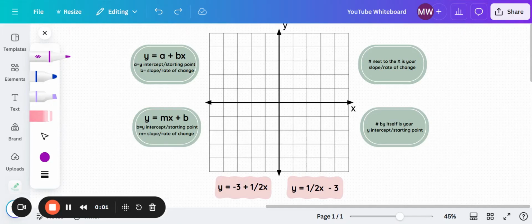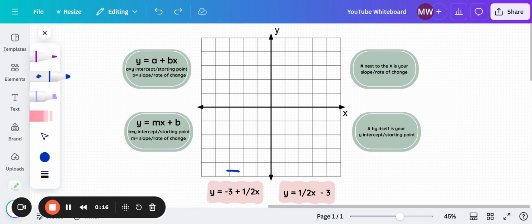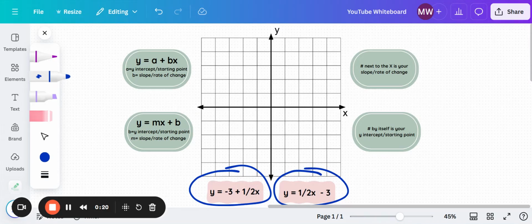In this video, we're going to practice drawing a line on a graph based off an equation. For our linear equations, we might see them written in two different formats. The first would be y equals a plus bx, and the second would be y equals mx plus b.